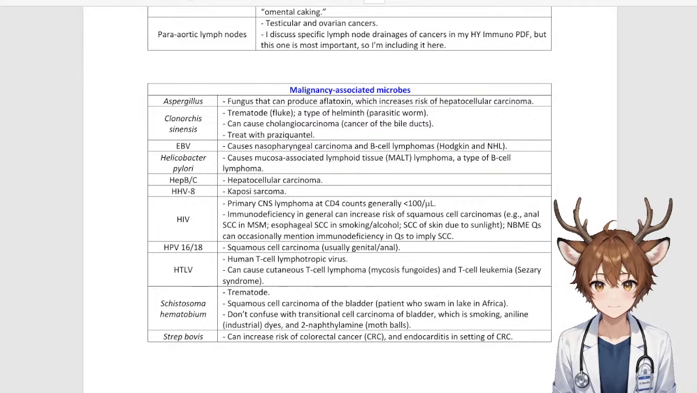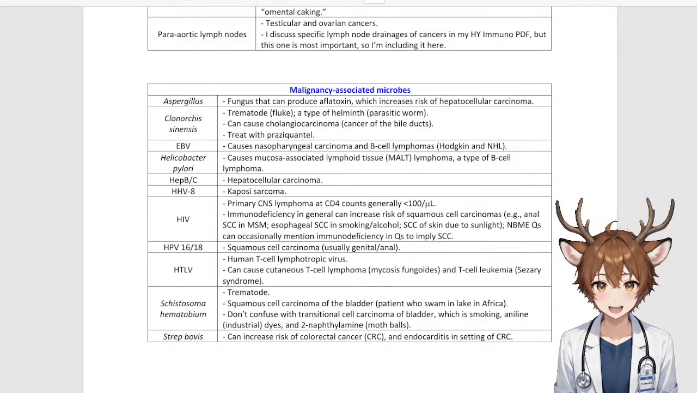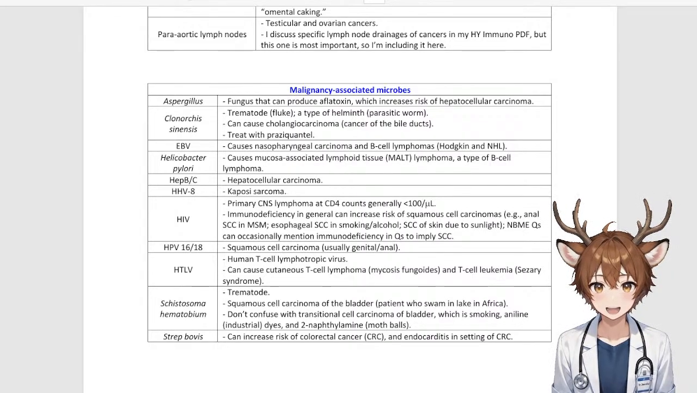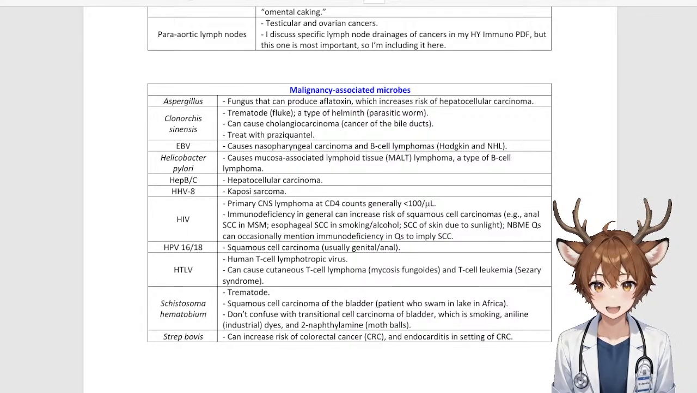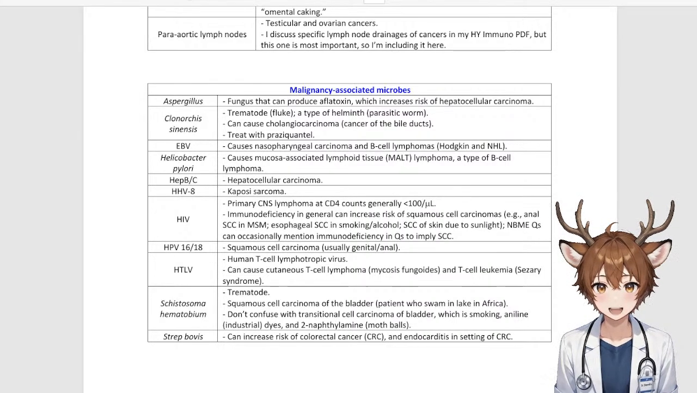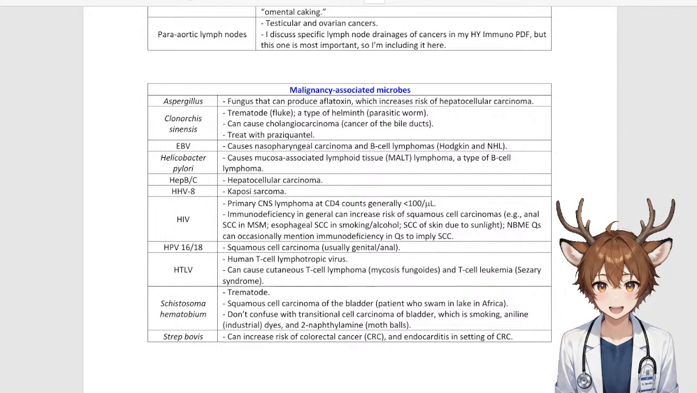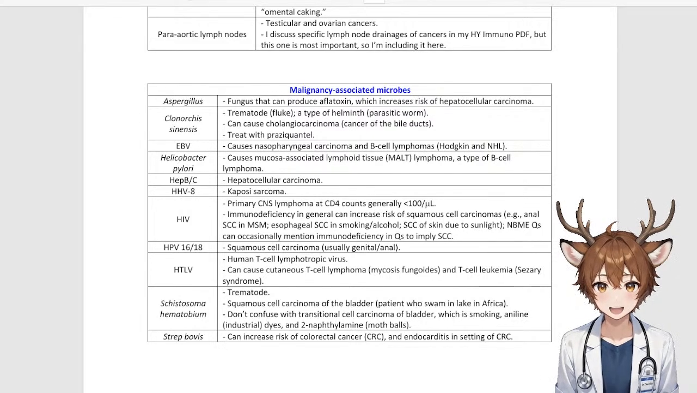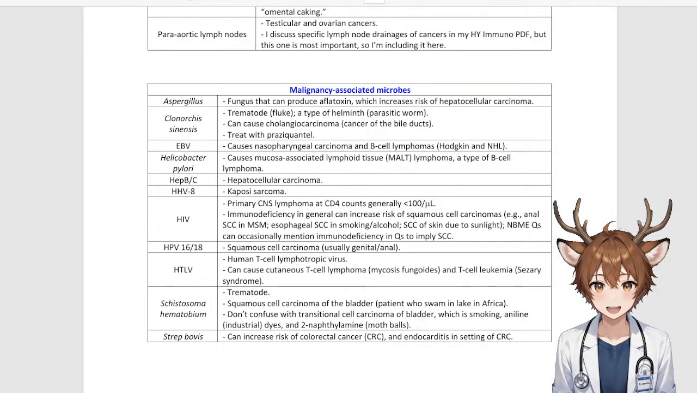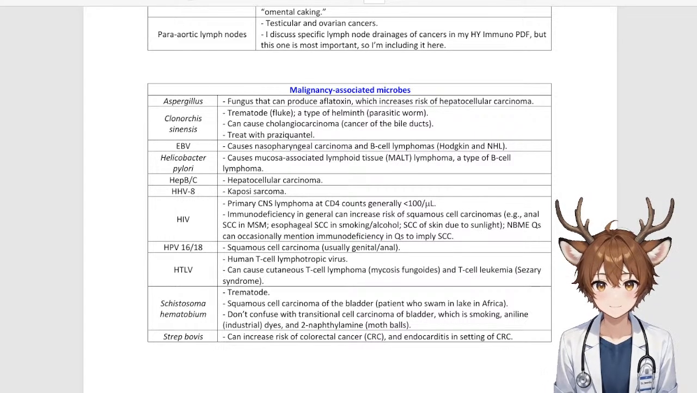Malignancy-associated microbes. Aspergillus. Fungus that can produce aflatoxin, which increases the risk for hepatocellular carcinoma. Clonorchis sinensis, a trematode or fluke, a type of helminth parasitic worm, can cause cholangiocarcinoma, cancer of the bile ducts, treated with praziquantel. Epstein-Barr virus, EBV, causes nasopharyngeal carcinoma and B-cell lymphomas, Hodgkin and non-Hodgkin lymphoma. Helicobacter pylori causes mucosal associated lymphoid tissue MALT lymphoma or maltoma, a type of B-cell lymphoma.